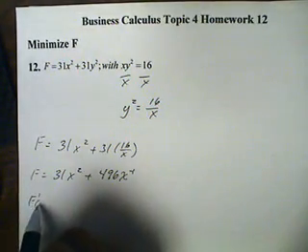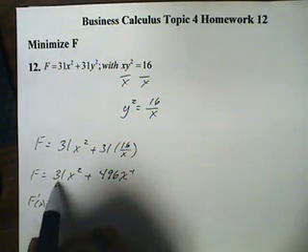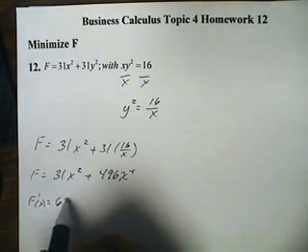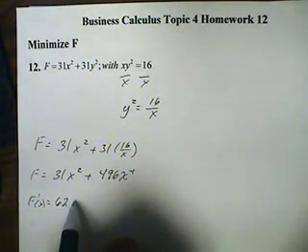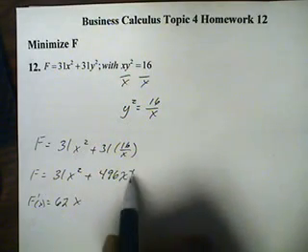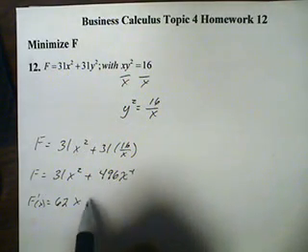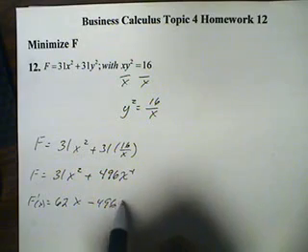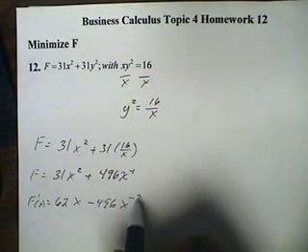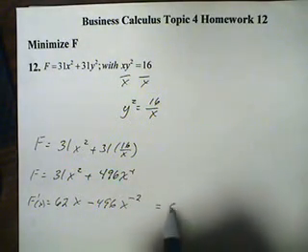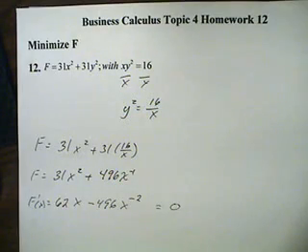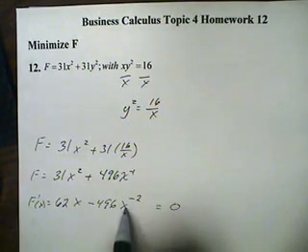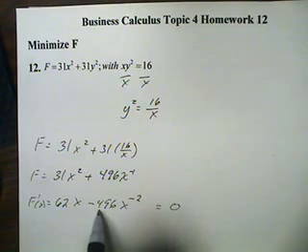So the derivative of f with respect to x will be 2 times 31, which will be 62, and this will be x. Negative 1 times 496 will be negative 496, and subtract 1, we'll get negative 2. And now setting this all equal to 0. Now this really is 496 all over x squared.